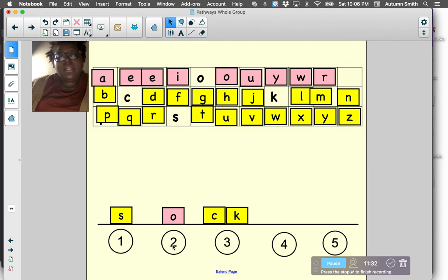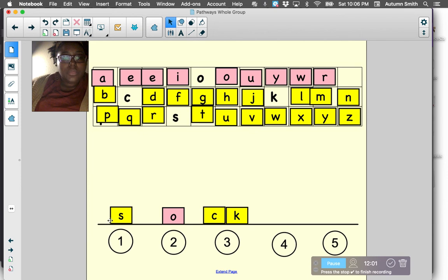Point to the letters and say the sounds. S, ah, k. Sock. Can you change this word sock to the word lock? Say the word lock. Point to the sounds that are down here so we can see what we need to change.